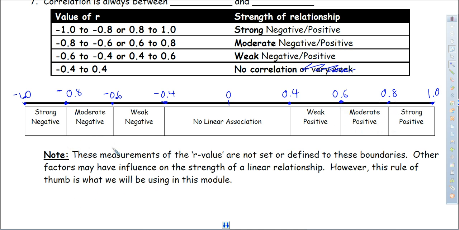And note that these measurements of R value are not set or defined to these boundaries. Other factors may have an influence on the strength of the linear relationship. However, this is the rule of thumb that we're going to use in this module or chapter.